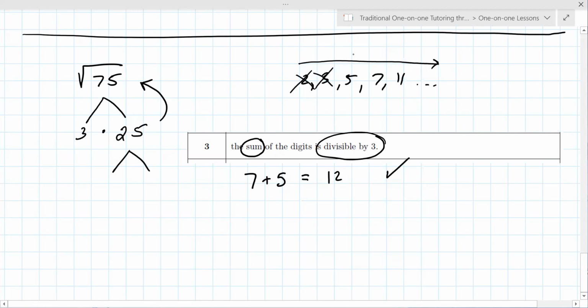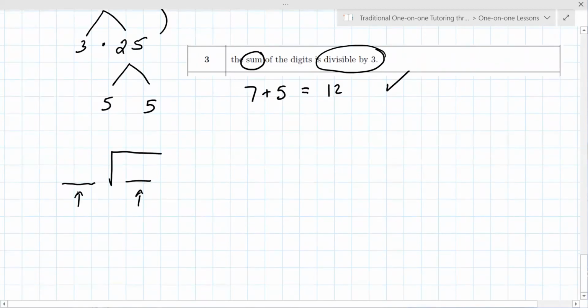Is 25 divisible by 5? Yes. Okay, 5 and what? 5. Very good. So what is your final answer? What goes in the first position? 5 and 5.